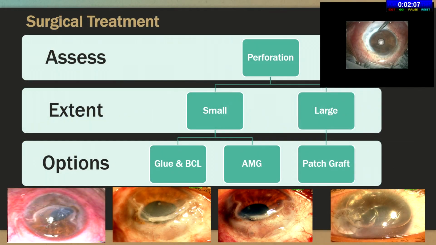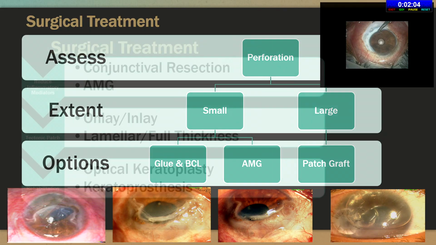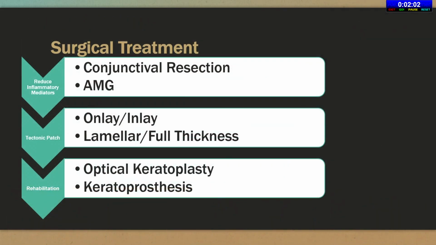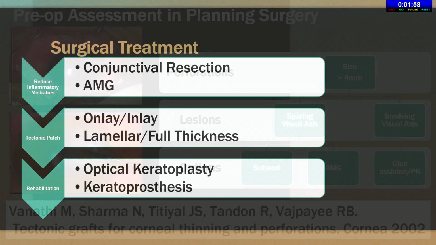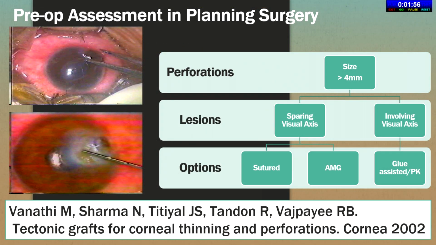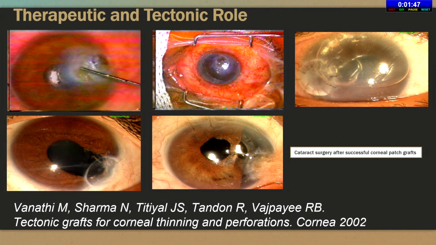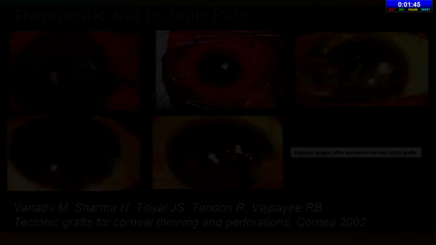So you assess, you decide, look at the extent, you look at the options, and then you proceed. These are the various options for surgical treatment, and then rehabilitation. Sometimes you may even have to consider keratoprosthesis. So for preoperative planning, we have this algorithm that we reported in 2002. There's a therapeutic and tectonic role.